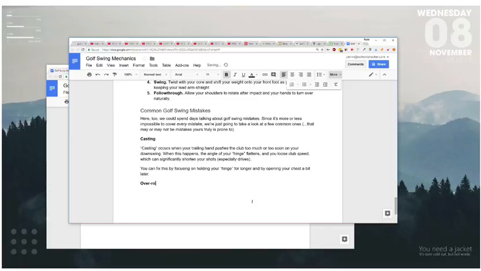Over rotation. When you over rotate, your body tends to lean forward and get "out in front of the ball." I'm putting that in quotes because it seems to be a common phrase when I was researching this.